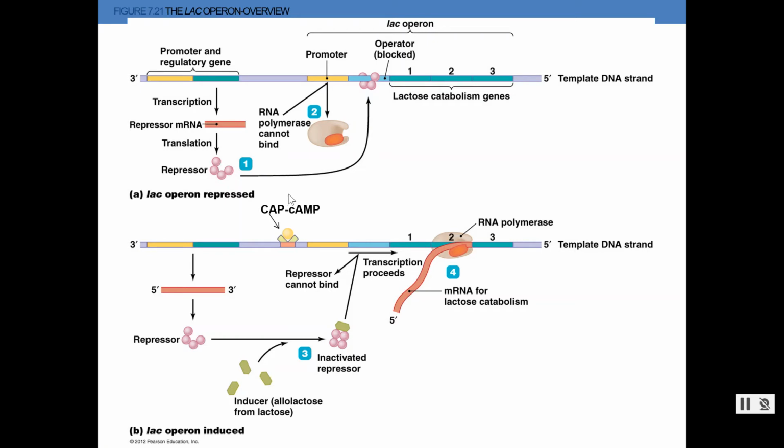Cyclic AMP ends up binding to another protein called CAP, catabolite activating protein. And this CAP-cAMP complex has a place on the DNA that it can bind. So in order to turn this on, to induce this operon to undergo transcription, not only do we want lactose to be present, but we want glucose to be absent. The CAP-cAMP complex only appears when glucose is absent. So this actually needs two things to happen before transcription is allowed.